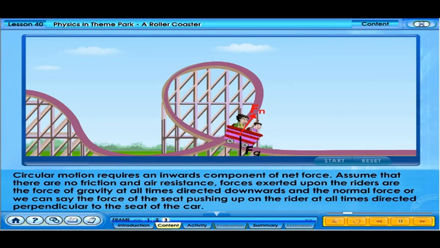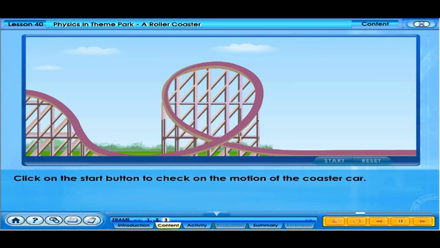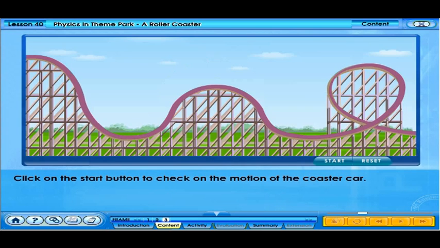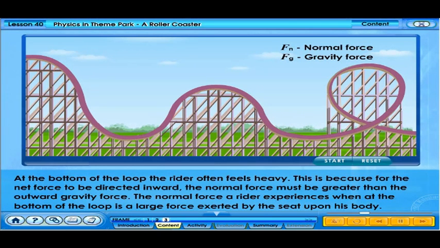Forces exerted upon the riders are the force of gravity at all times directed downwards, and the normal force, or we can say the force of the seat pushing up on the rider at all times directed perpendicular to the seat of the car. Click on the Start button to check on the motion of the coaster car. At the bottom of the loop, the rider often feels heavy. This is because for the net force to be directed inward, the normal force must be greater than the outward gravity force. The normal force a rider experiences when at the bottom of the loop is a large force exerted by the seat upon his body.